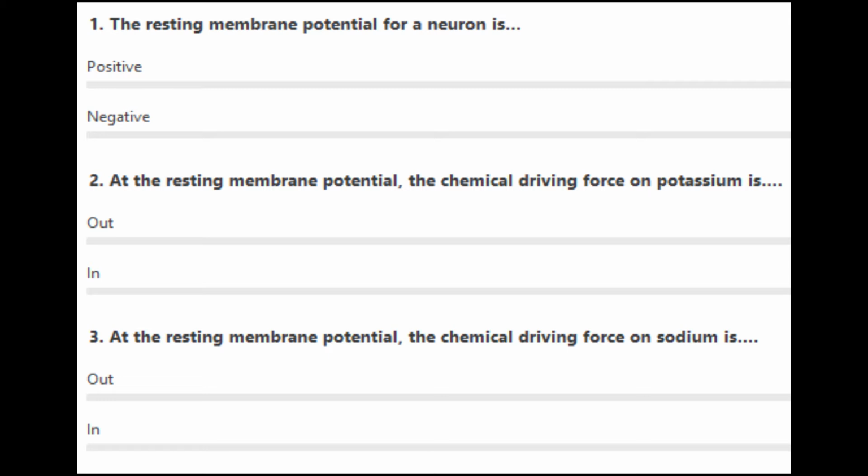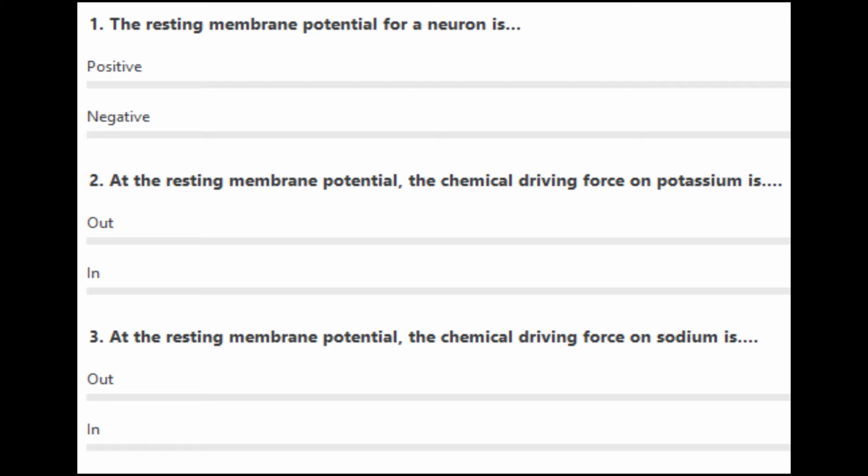So any positive ion, the electrical force for those positive ions is going to be into the cell because they're attracted to that negative charge. Because the inside of the cell is negative, that also means that any negatively charged ion, so any anion, will be repelled from the cell. So those negative ions will want to move out if we're just thinking about the electrical force.